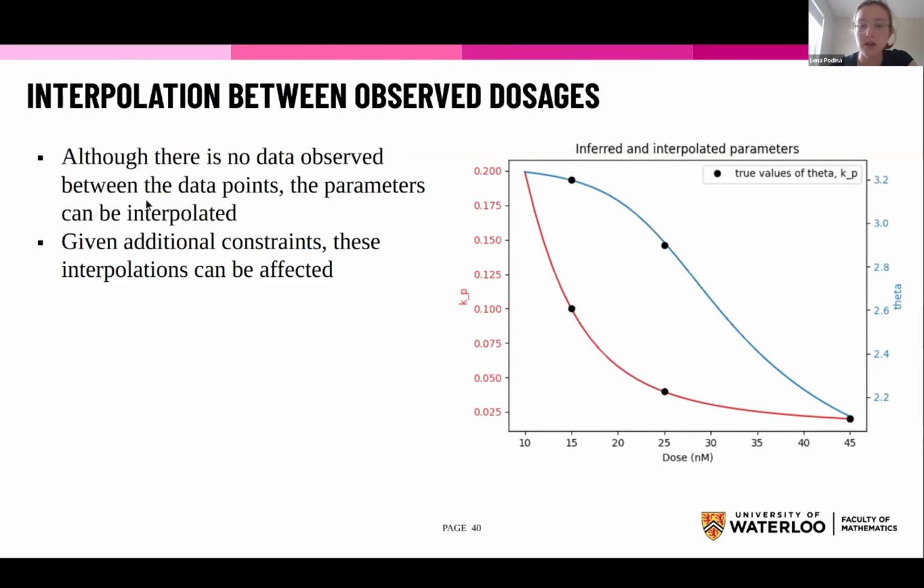We haven't tested this, but I'm guessing that if you add additional constraints, like in the loss function, you can affect these interpolations so that they're not just what the neural network thinks should go between them, but perhaps something more constrained by underlying knowledge that you have.